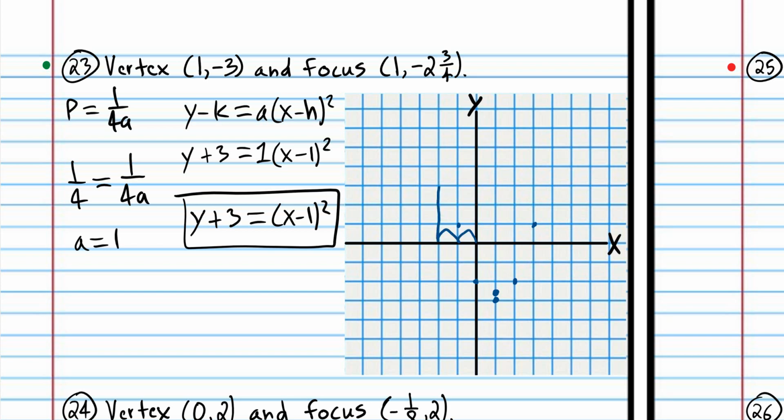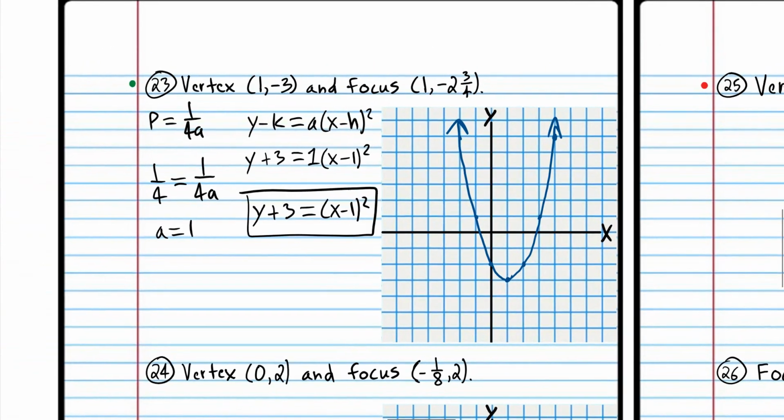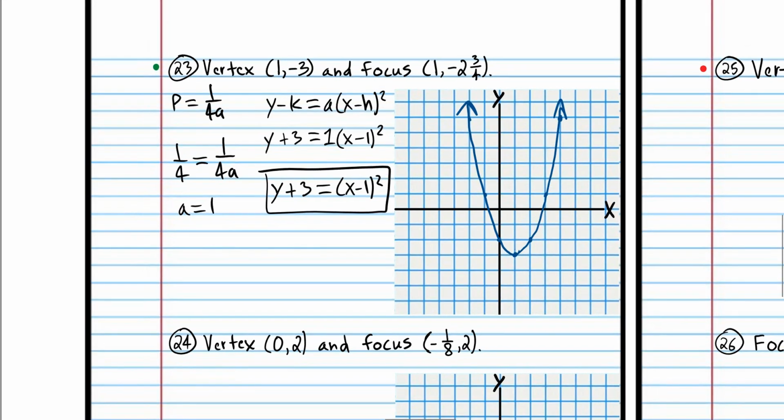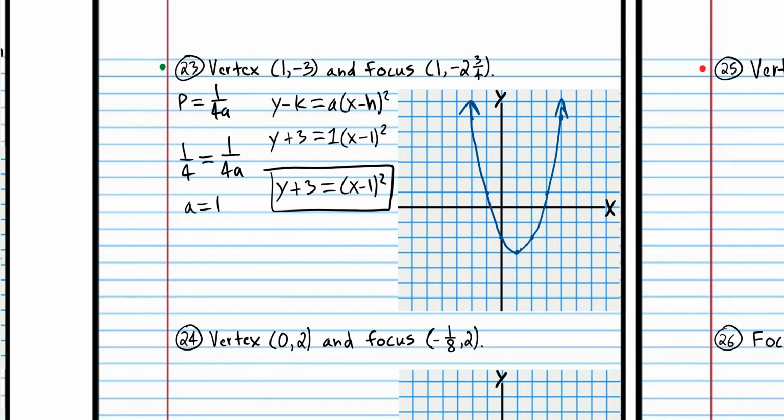1, 2, 1, 2, 3, 4, 5, 6. So we're just plotting some points to help us graph. 1, 2, 3, using symmetry. And we're ready to connect the dots. So if you got a graph that looks like that, excellent. We're not asked to find the coordinates of the focus, and we're not asked to graph the focus either, so you don't have to draw the focus. That's just to help us understand which way the parabola is opening up.